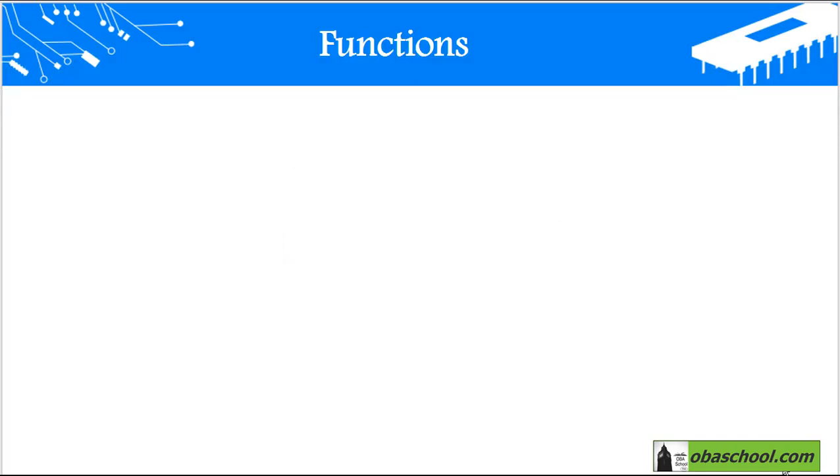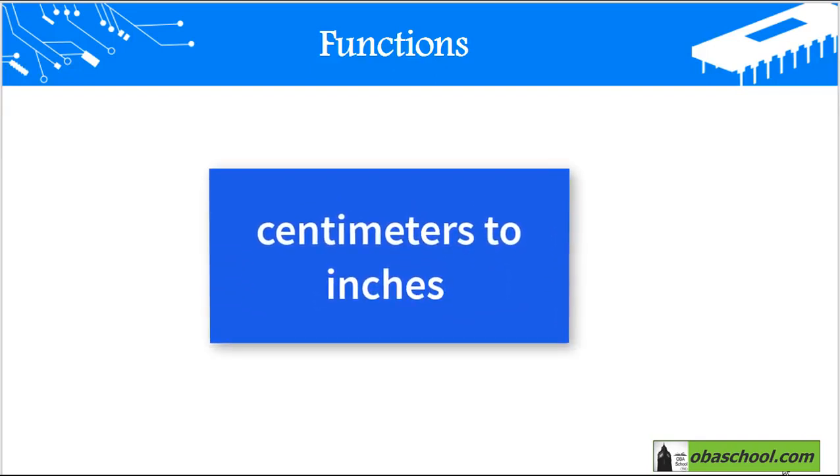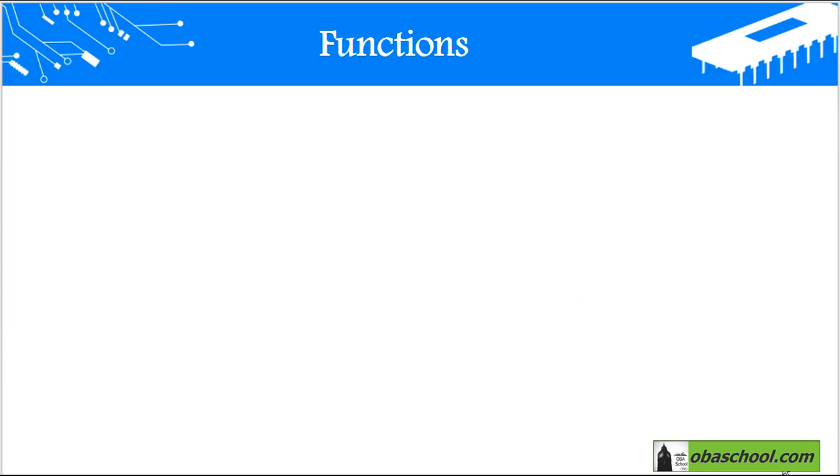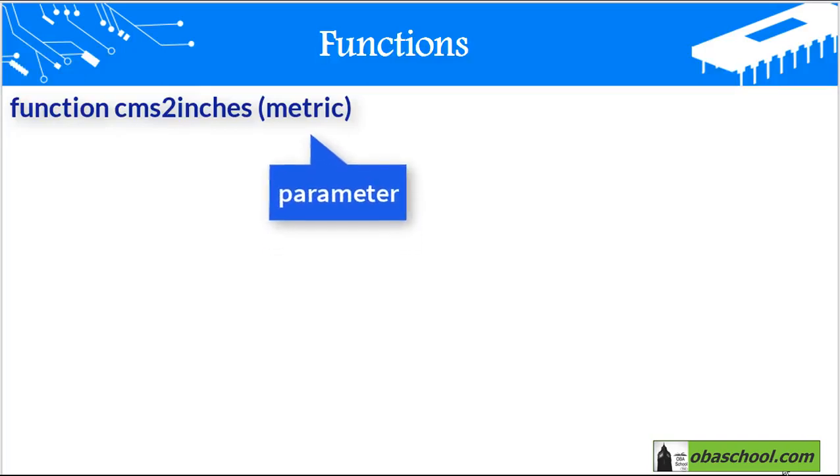Here's an example to convert centimeters to inches. To start writing the function, we just put the word function. Then we put beside it the name that is going to be used in the program when we call the function. Suppose we call it CMS2 inches, and we put in it a parameter, we call it metric. This parameter must be between brackets.